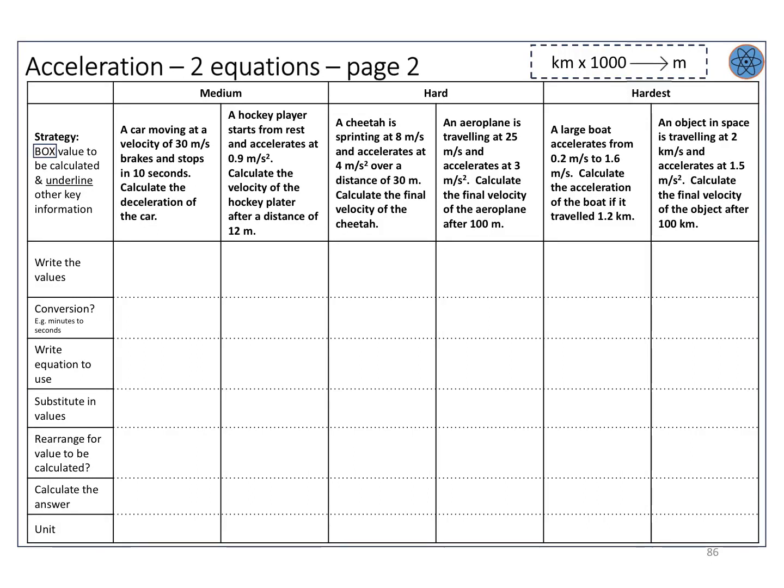On to page 2 of the acceleration equations. So there's two equations: v minus u over t, change in velocity over time, and v squared minus u squared equals 2 times a times s. On to the first one then.